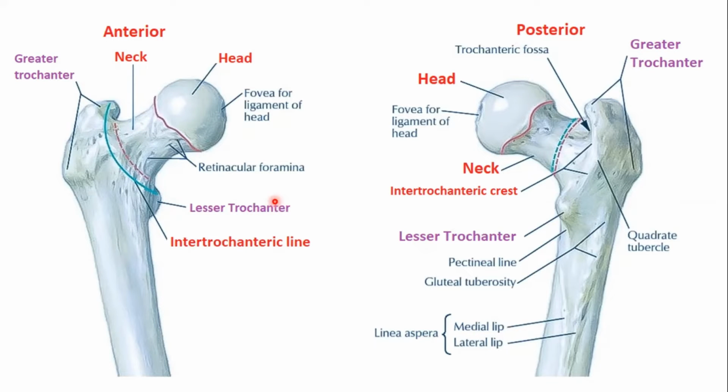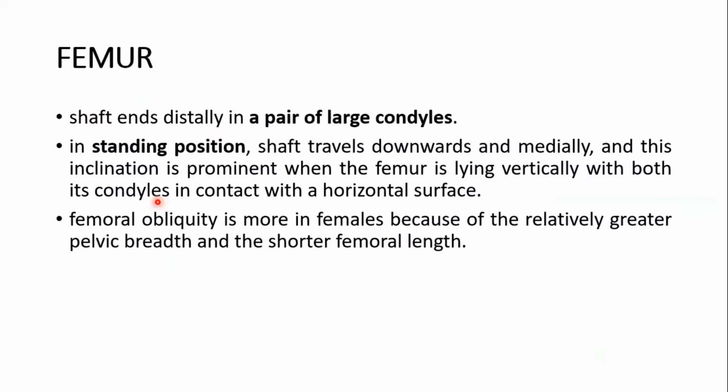At the upper end, these structures are visible, and posteriorly this is the quadrate tubercle you could see over here, and this is the greater trochanter, and this is the lesser trochanter, right? And from anteriorly this is the greater trochanter, and this is the lesser trochanter, right? At the upper end these structures are very marked.